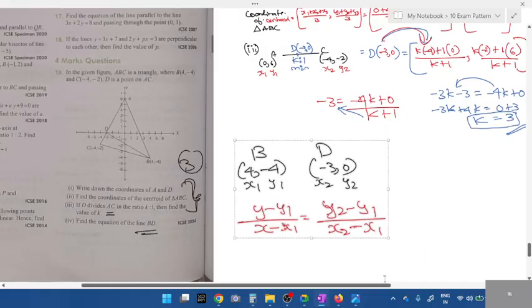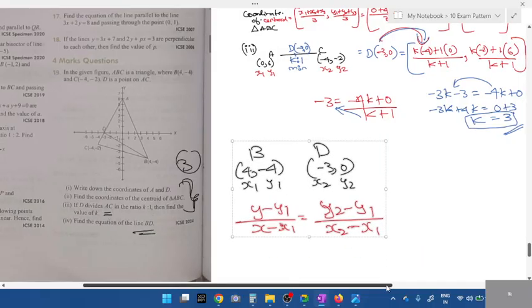This will give you the answer. So even if you skip the equation, no problem. You'll still get 3 marks, students, if you are thorough with reflection, section, midpoint formula. Reflection, section, midpoint.